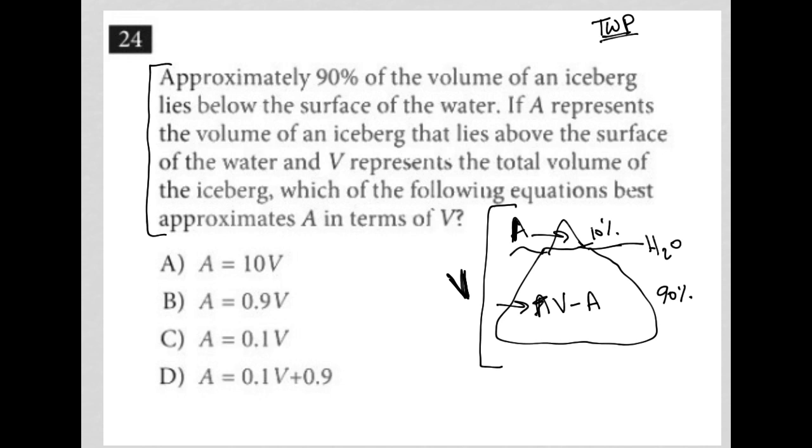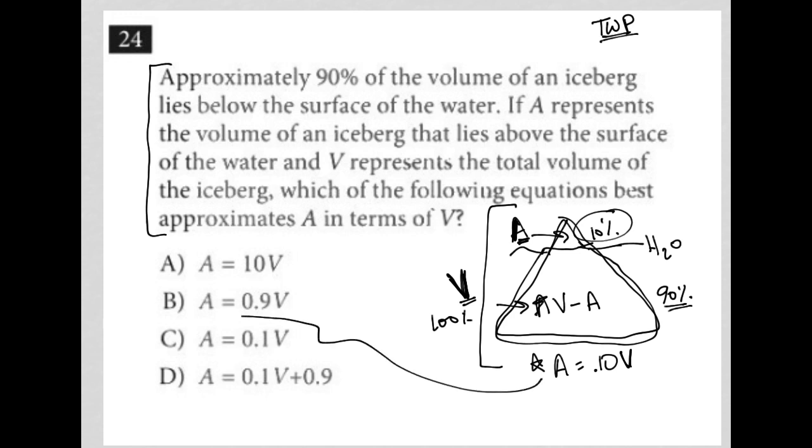Okay, so we know that A is 10%, and we know that V is 100%, and we know that V minus A is 90%. When it comes to percentages on the math section here, we always use decimals. So A is 0.1 times V, 10% of V. Does that make sense? A, the top part, is 10% of the whole thing. It's 10% of the entire thing. And the entire thing in terms of volume is V. So this is the equation. So the only one here that makes sense would be choice C for that reason.